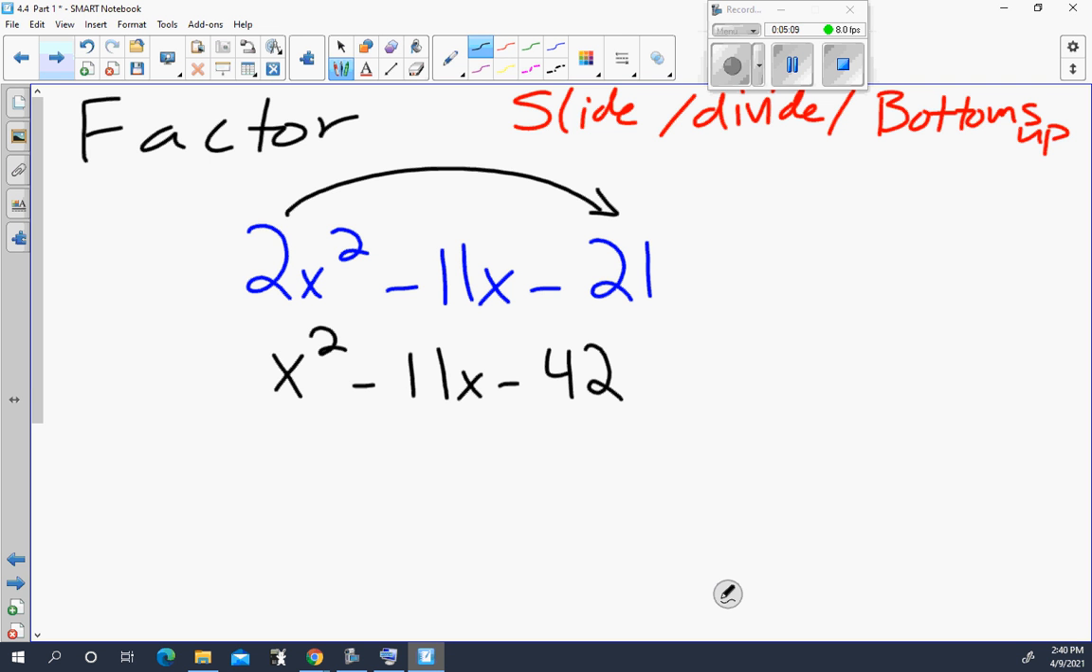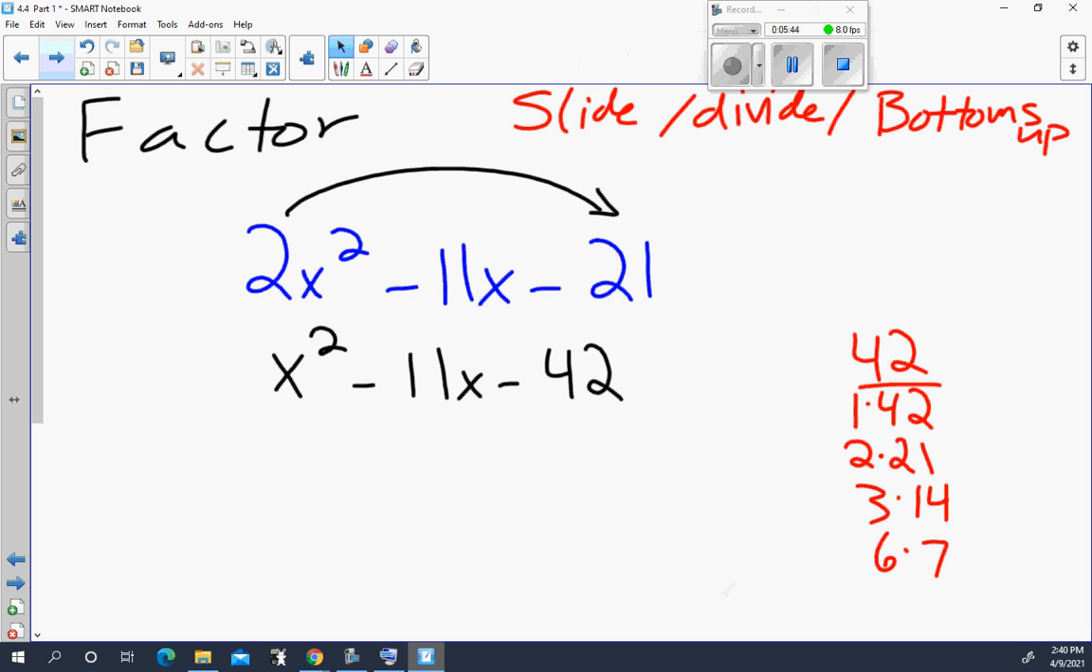Okay? And we can factor this. We need to factor the 42. 1 and 42. 2 and 21. 3 and 14. I don't think 4 goes in there. Nope. 5, 6 times 7. That's it. Okay? Now which of these would add up to 11?